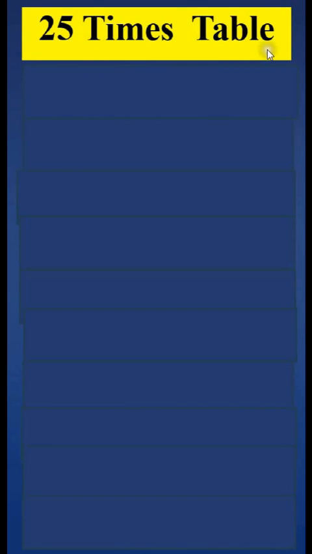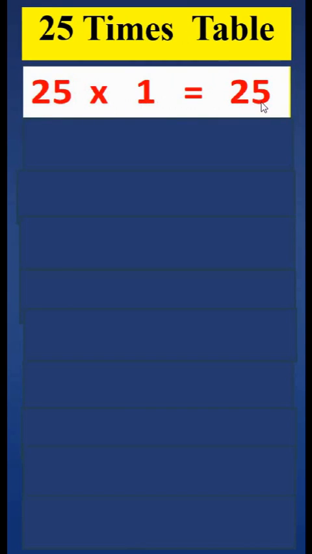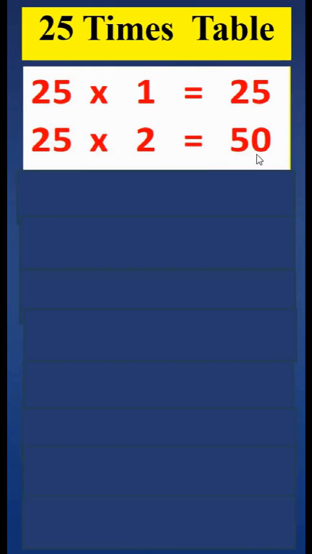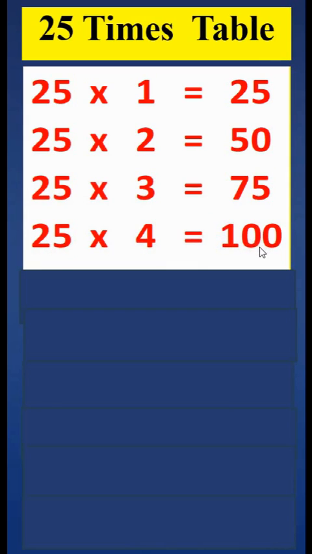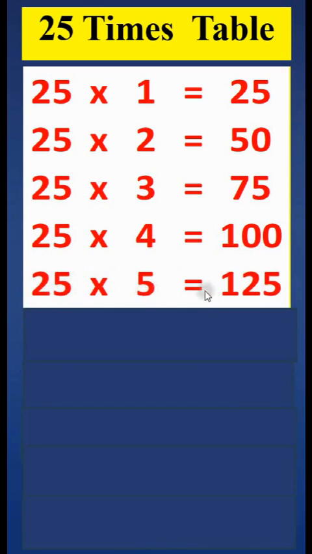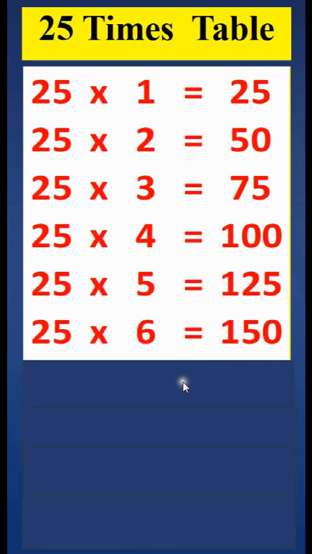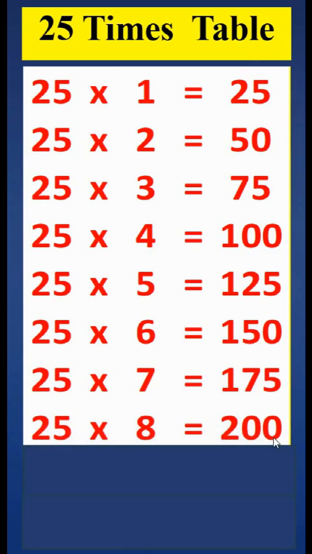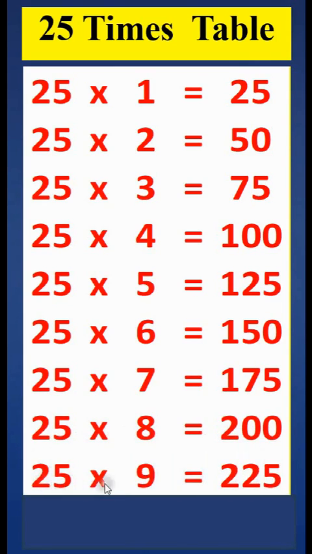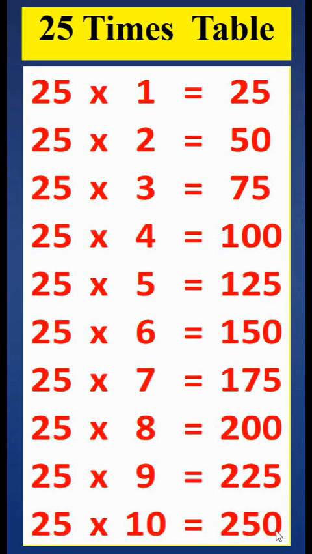25 times table. 25 times 1 is 25. 25 times 2 is 50. 25 times 3 is 75. 25 times 4 is 100. 25 times 5 is 125. 25 times 6 is 150. 25 times 7 is 175. 25 times 8 is 200. 25 times 9 is 225. 25 times 10 is 250.